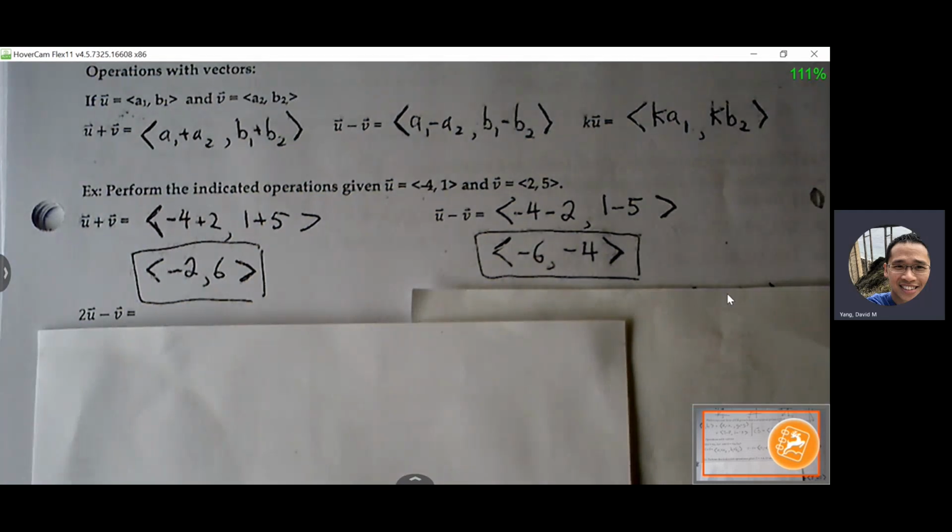Okay, next up, vector 2u minus v. What would you do first? 2u part. Yeah, let's distribute that 2 through vector u first, and then whatever we get from there, we'll just subtract the remaining vectors.